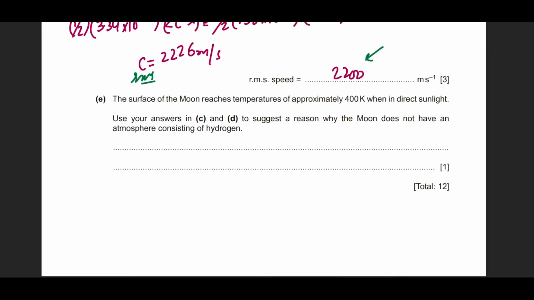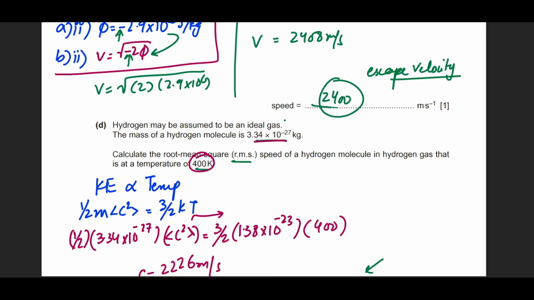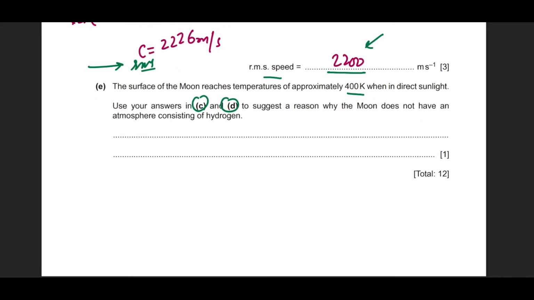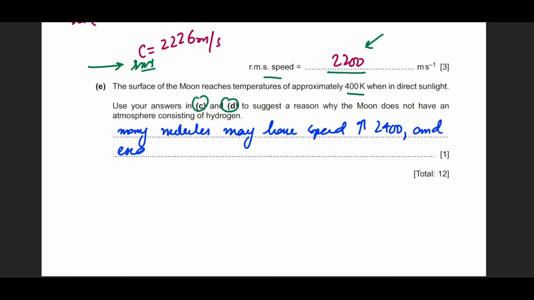He says the surface of the moon reaches temperatures of approximately 400 Kelvin under direct sunlight. He says using your answers in C and D, suggest a reason why the moon does not have an atmosphere containing hydrogen. You see, a hydrogen atom needs 2400, but our hydrogen atoms are only getting up to a speed of 2200. This is where the RMS concept comes in. This is where the average value comes in, that this is just an average representation, right? So many molecules may have speeds greater than 2400 and eventually escape.